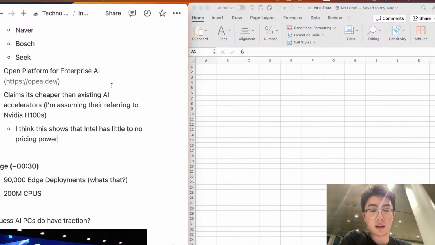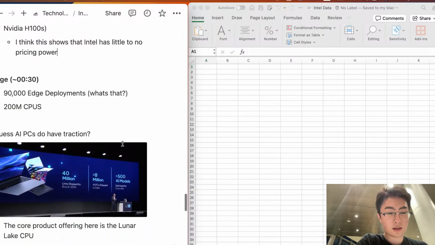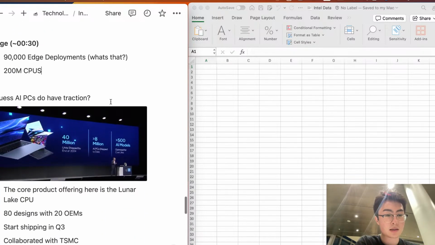There isn't a technological or brand or maybe even ecosystem differentiating Intel. It's just price, which I don't know, doesn't really sit well with me.